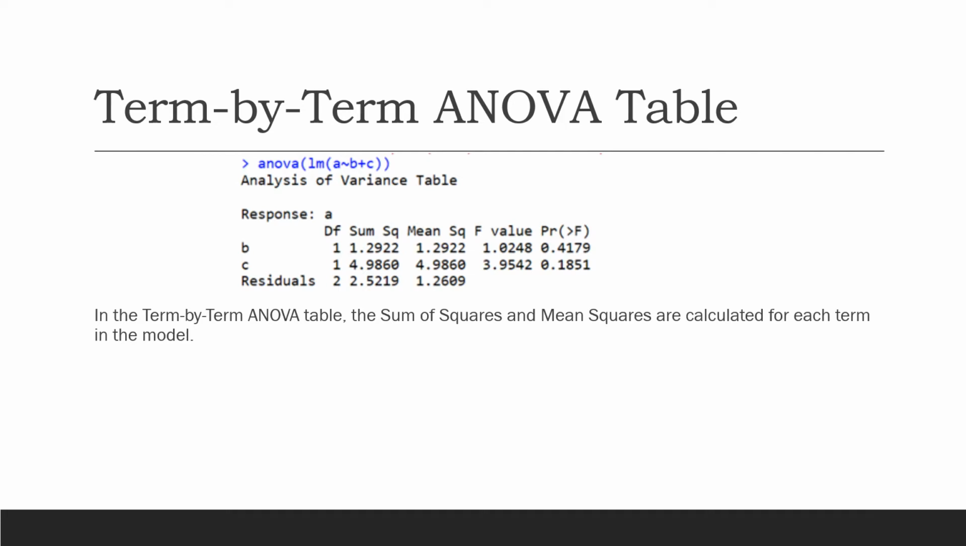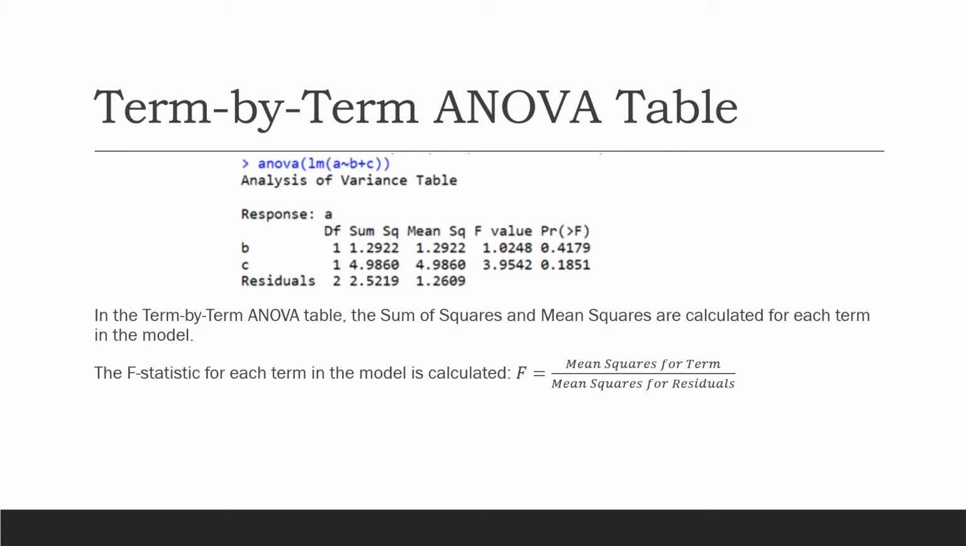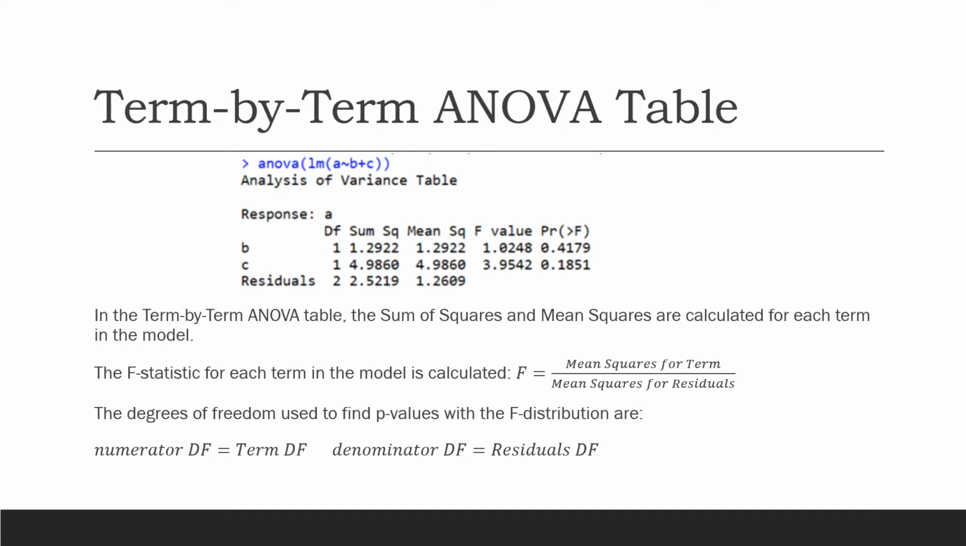In the term-by-term ANOVA table, there's a sum of squares and mean squares that are calculated for each term in the model. The mean squares is just the sum of squares divided by the degrees of freedom associated with that term. The F statistic for each term is calculated by taking the mean squares for that term and dividing it by the mean squares for the residuals. And then the degrees of freedom used to find p-values from the F distribution are, remember we need numerator and denominator degrees of freedom. The numerator degrees of freedom are the degrees of freedom that are associated with that term in the model. And the denominator degrees of freedom are the residual degrees of freedom.